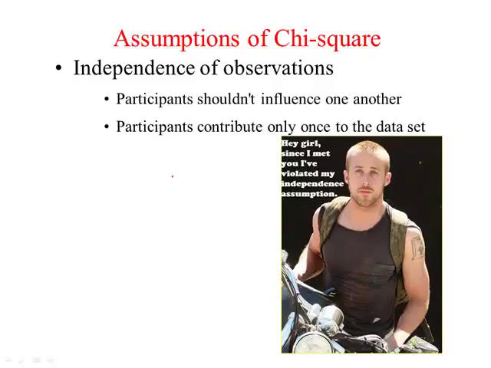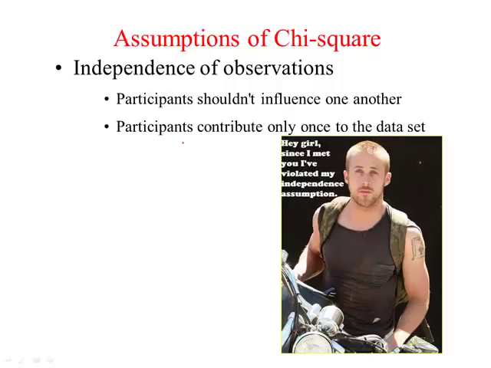So our independence assumption has two parts. The first part is that participants shouldn't influence one another. So theoretically, whatever I choose to drink shouldn't affect what you choose to drink. Our example is not actually the best example for this because people do tend to notice what other people are drinking and base their drinks slightly on that. But theoretically, my drink shouldn't influence your drink.